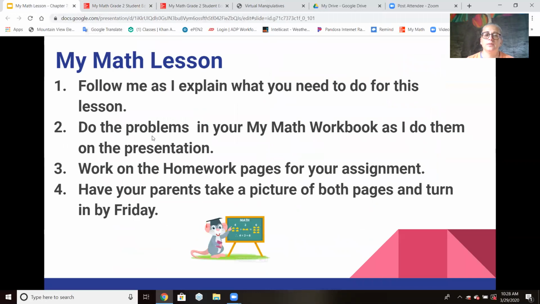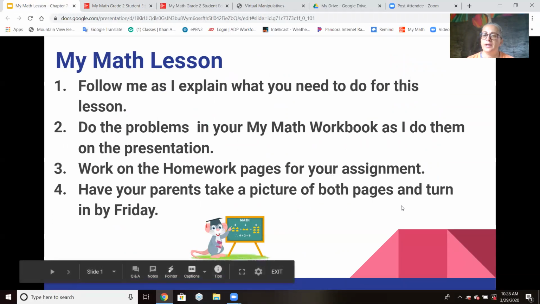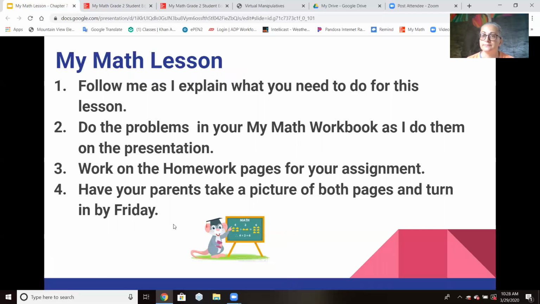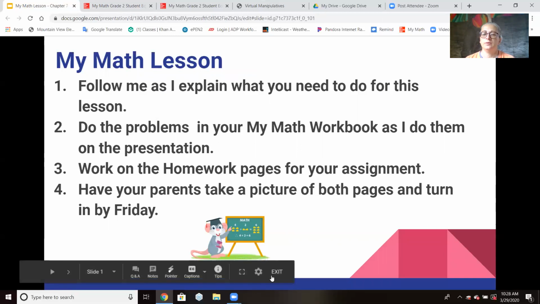So, we've done the problems in our My Math workbook as we were doing them in the presentation. Now it's up to you to do the rest of this. You're going to work on the homework pages for your assignment. That's all you have, those 2 pages. Once you're done, have your parents take a picture of both pages and just turn it in by Friday. You don't have to finish it today. You can if you want to. It's up to you. It's just due by Friday. We're still trying to gauge and figure out how much we can do in 1 week's time. It's all new to us. So that's what we're doing with this.